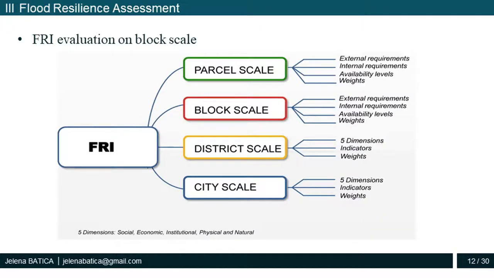Evaluation on the smaller scale, on the block scale, or the district scale, or the parcel scale. So for the district scale and for the city scale, we are applying the way where we have 5 dimensions and 5 indicators and different weights. While on the small scale, block scale and parcel scale, we are having external requirements, internal requirements, ability, availability levels, and different weights.